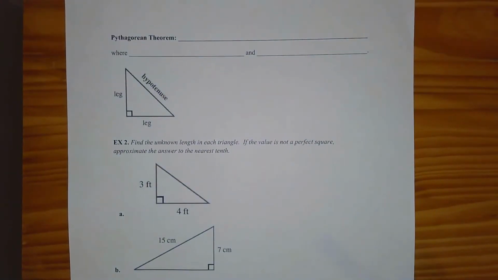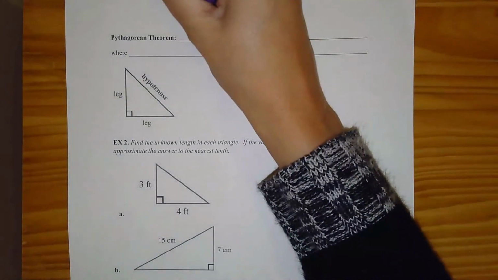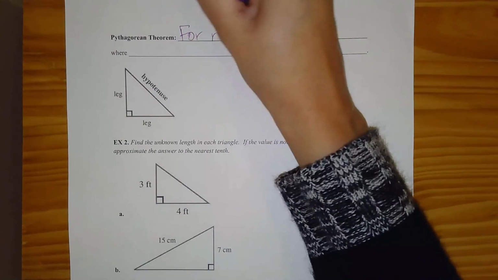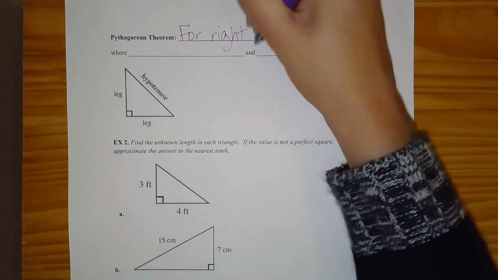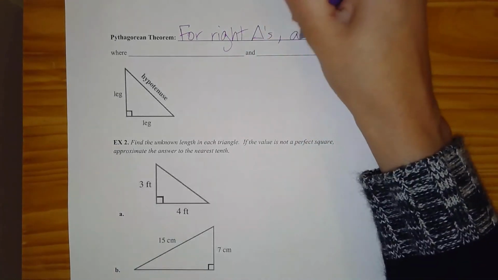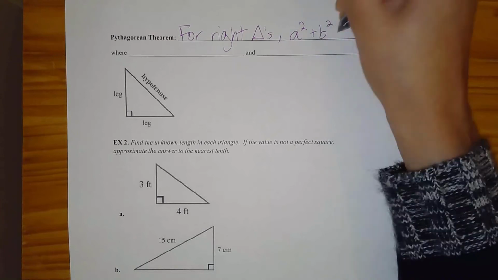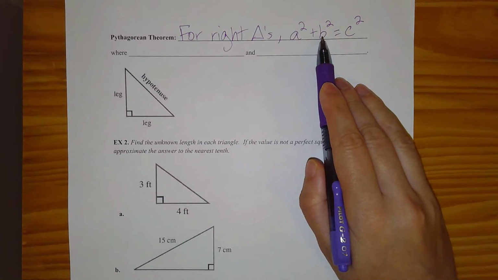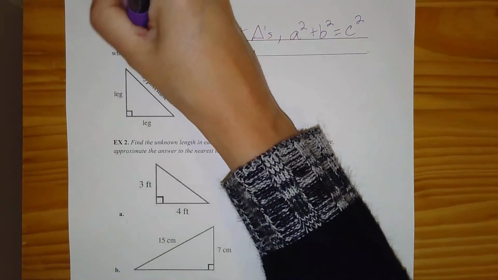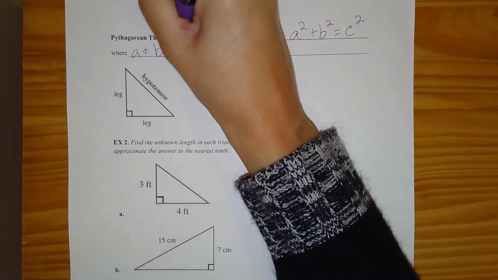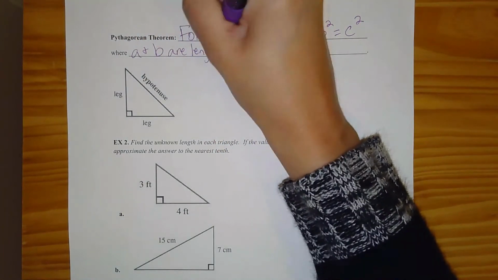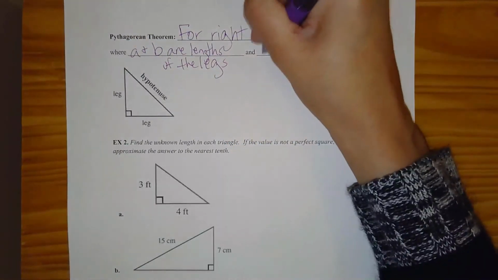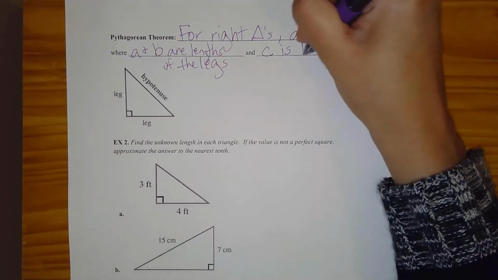So the Pythagorean Theorem, you guys might have heard of this one before, says that for right triangles, so this is only for right triangles, which are triangles that have a right angle. So for right triangles, a squared plus b squared equals c squared, where a and b are the lengths of the legs of the right triangle, and c is the length of the hypotenuse.